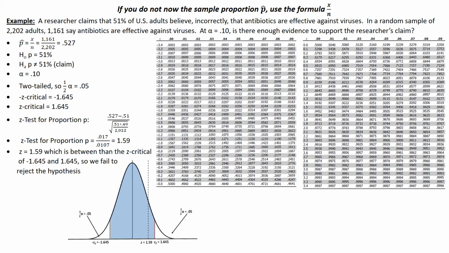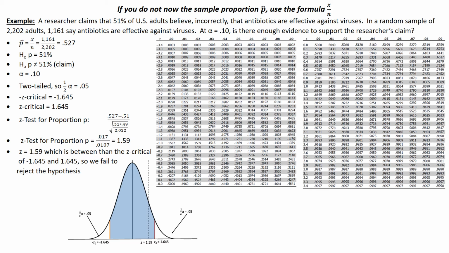A researcher claims that 51% of U.S. adults believe incorrectly that antibiotics are effective against viruses. In a random sample of 2,202 adults, 1,161 say antibiotics are effective against viruses. At alpha 0.10, is there enough evidence to support the researcher's claim?